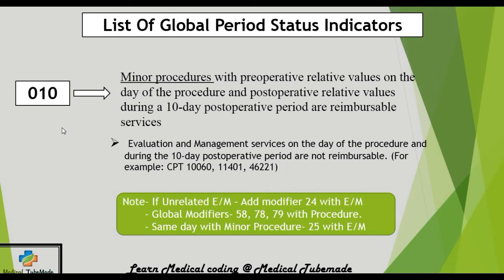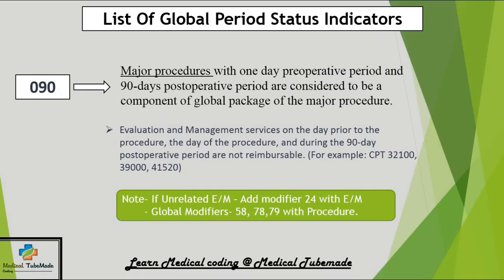So this is all about minor procedures and the 10 days global period. I already explained how to check the global period. The next important indicator is the 90 days global period. A major procedure with a 1 day pre-operative period and 90 days post-operative period are considered components of the global package of a major procedure. Evaluation and management service on the day prior to the procedure, the day of the procedure, and during the 90 days post-operative period are not reimbursable.